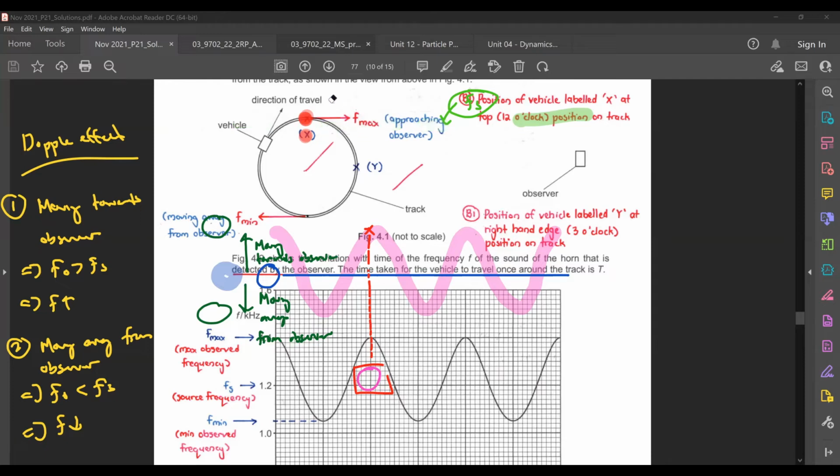Now it's at this point here that you are actually approaching your observer. Then after that, as you keep moving like this, at this point here, this is where you have the minimum observed frequency. Okay, there's one thing you can actually see from here.